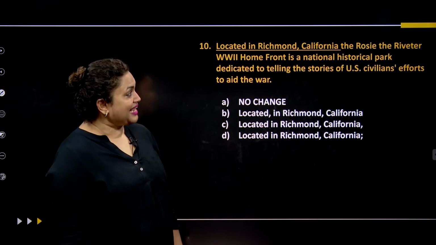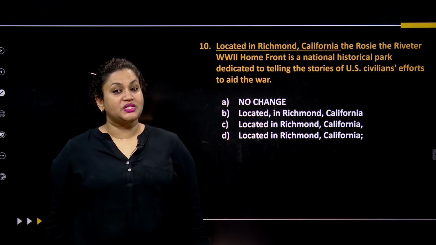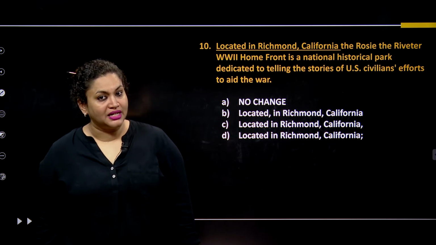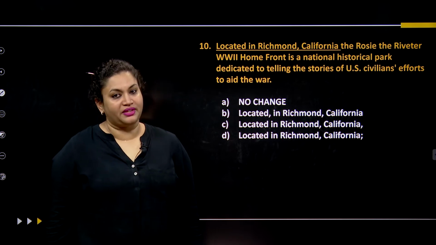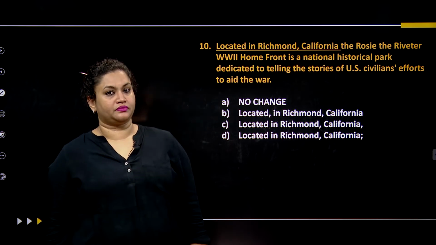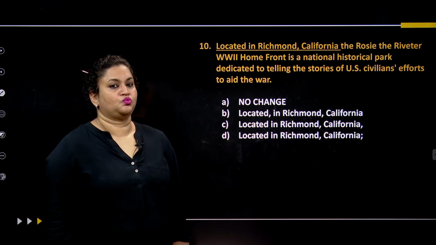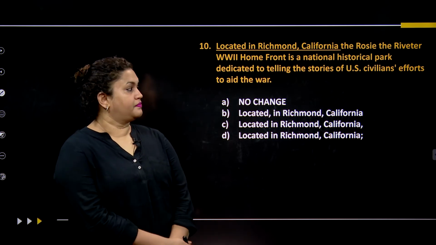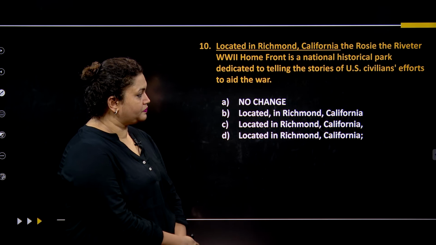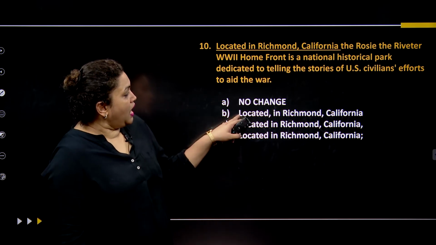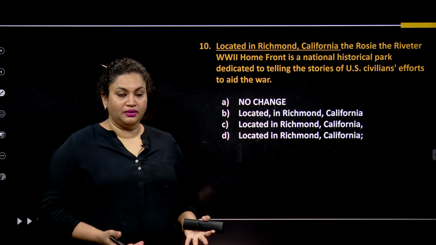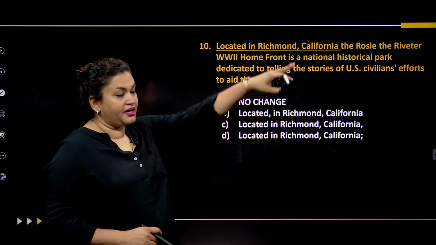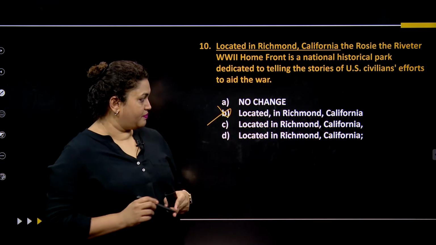Located in Richmond, California, the Rosie the Riveter WW2 Homefront is a national historical park dedicated to telling the stories of US civilians' efforts to aid the war. After located, do we need a comma? We don't need a comma because we need the objective located in Richmond. Therefore, this is not the right option.